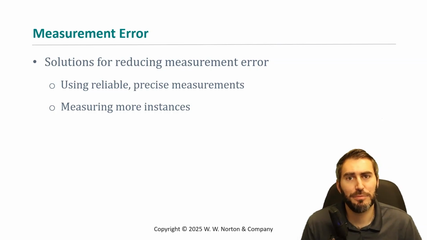The goal is to keep measurement error as small as possible. Some solutions for reducing measurement error include using reliable, precise measurements. Measurement errors are reduced when researchers use measurement tools that are reliable. Internal, inter-rater, and test-retest reliability are important here, and that are valid or of good construct validity. We can also measure more instances. If researchers can't find a measurement tool that's reliable and valid, then the best alternative is to measure a large sample of participants. Random errors will cancel each other out with more people in the sample.